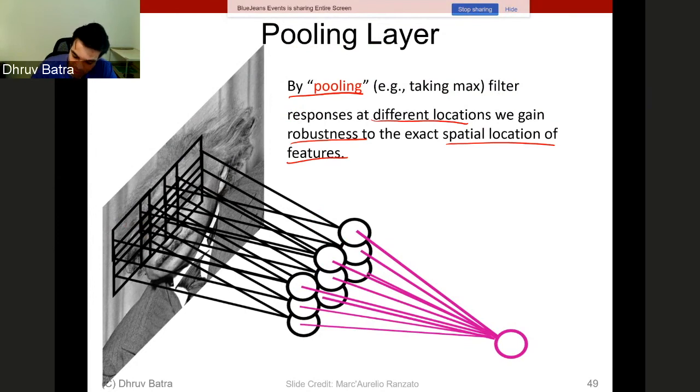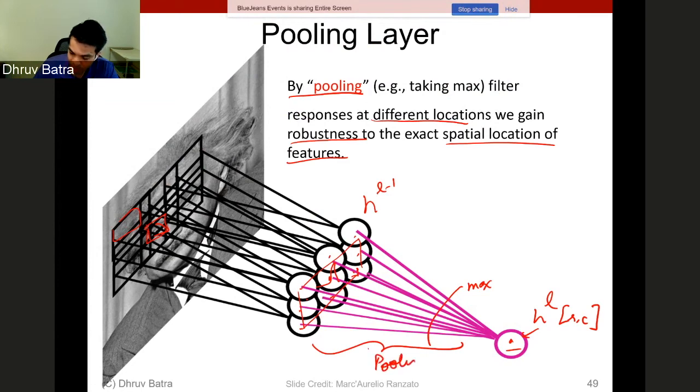So it doesn't really matter if the eye in the image was located here or here. Wherever it was located, one of these 9 pixels will have a high value, and the others will have low values. If we take a max of these 9 pixels to get this, where this is H^(L-1), this is H^L, and this is H^L at R, C that we're defining, then we gain certain robustness to where it fired exactly. This operation right here is a very specific pooling operation, or a max pooling operation.